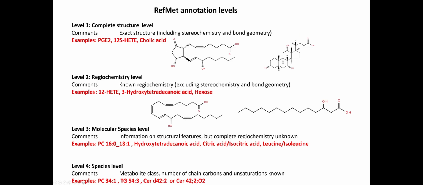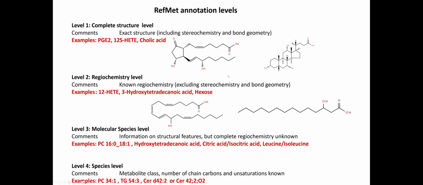In fact, we have 4 different annotation levels for RefMet. This includes complete structure level information, which includes regiochemistry, stereochemistry, and bond geometry. It tells you whether it is R or S connected to a given optical isomer, configurational isomer. It tells you about the stereochemistry of a double bond, whether it is Z or E, and it also connects you to the entire bond geometry in detail.